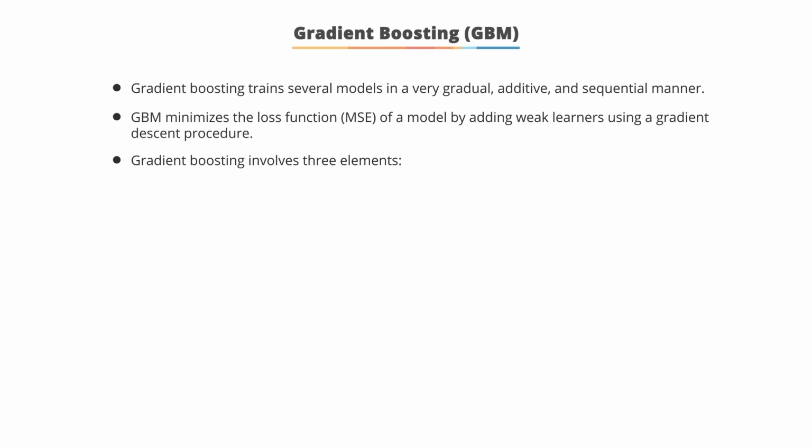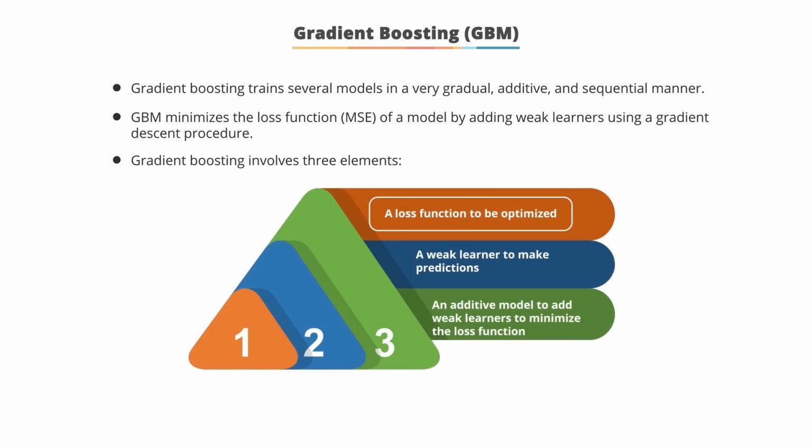Gradient boosting involves 3 elements. 1. A loss function to be optimized. 2. A weak learner to make predictions. 3. An additive model to add weak learners to minimize the loss function.